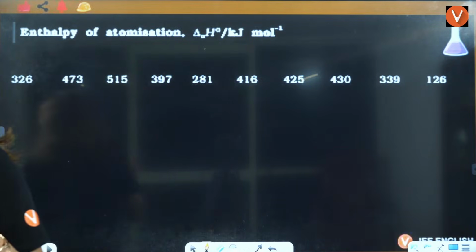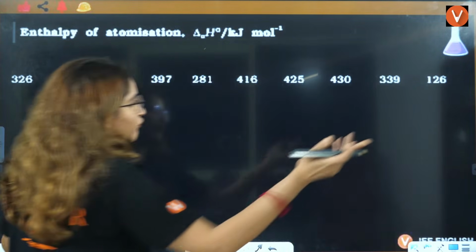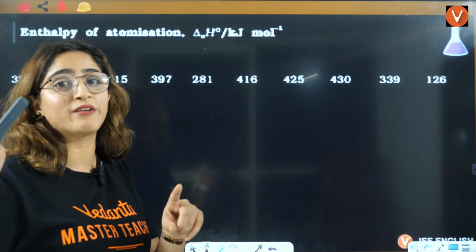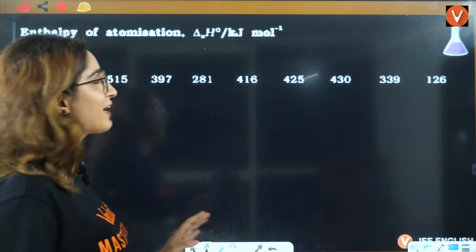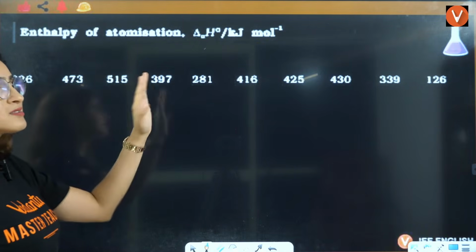Okay, let's start with this. It's okay if you have not done it. Today also I'll give you 2 questions for homework and I want you to do them. Promise me that you will. So, enthalpy of atomization, this is the data.